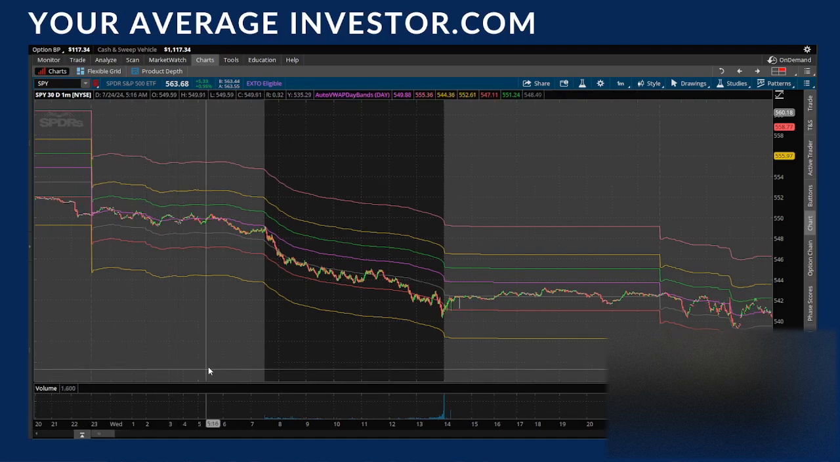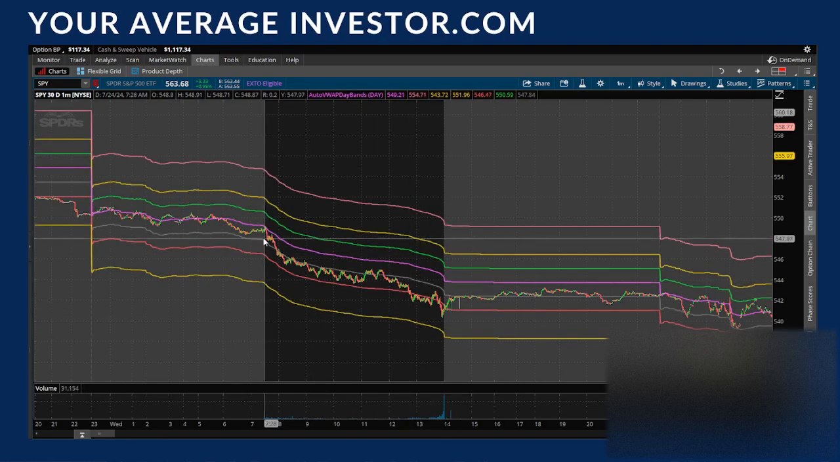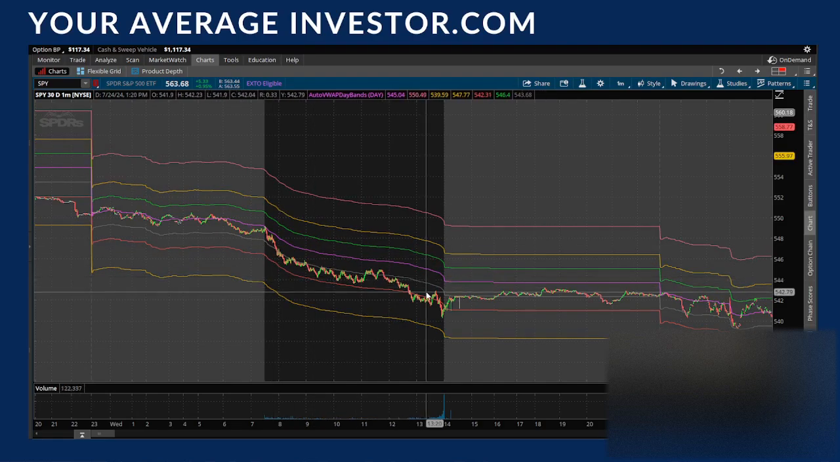This is a beautiful day. So this is the danger of playing VWAP scalping, is you could get a day like this where the price just slides down all day long.